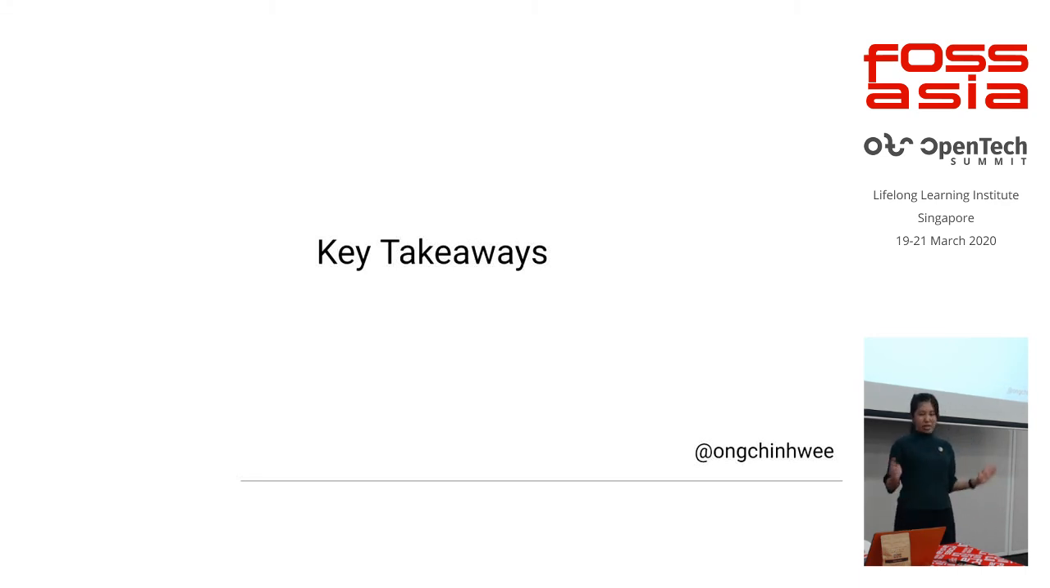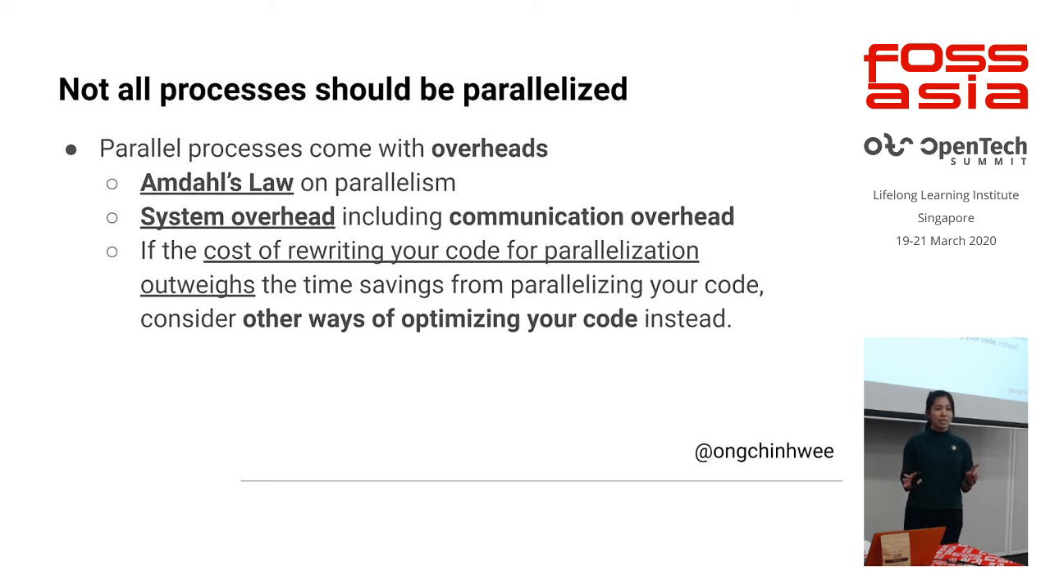So some key takeaways: not all processes should be parallelized. It comes with overheads. Always remember Amdahl's law. On top of that, there are still system overheads such as communication overhead. And most importantly, if the cost of rewriting your code for parallelization outweighs the time savings you can get, maybe because your data is very small, then maybe just think of other ways to optimize your code, like list comprehensions, and on top of that, stop using for loops. Use other ways to optimize your code to speed up your data processing.